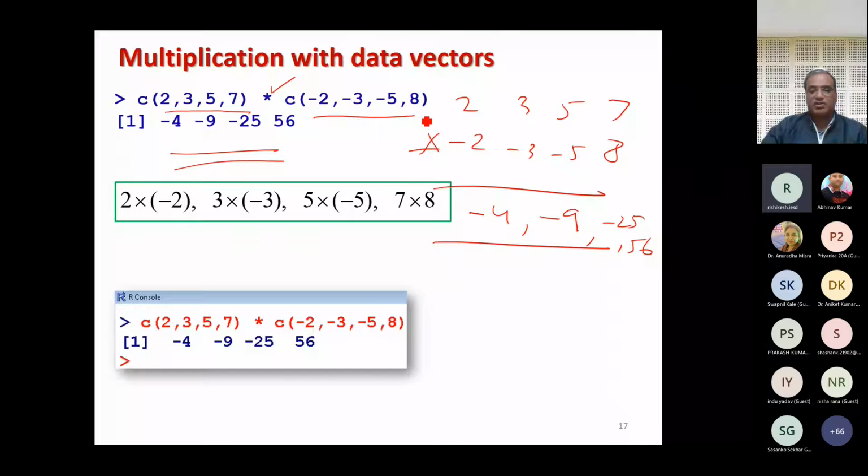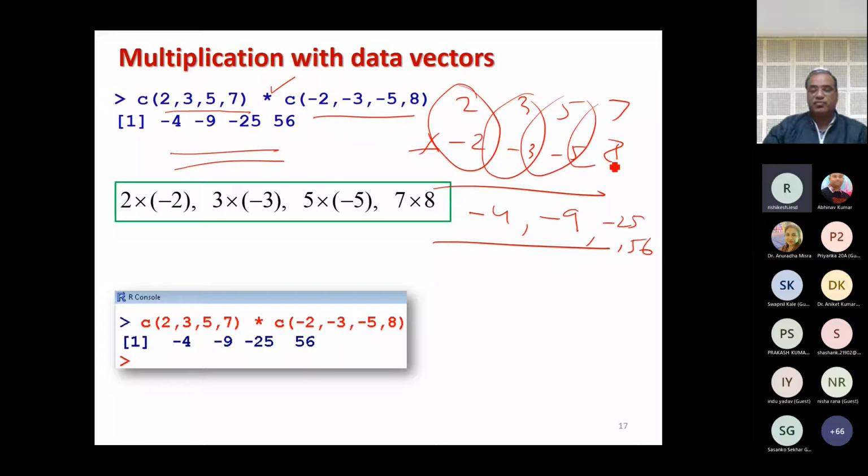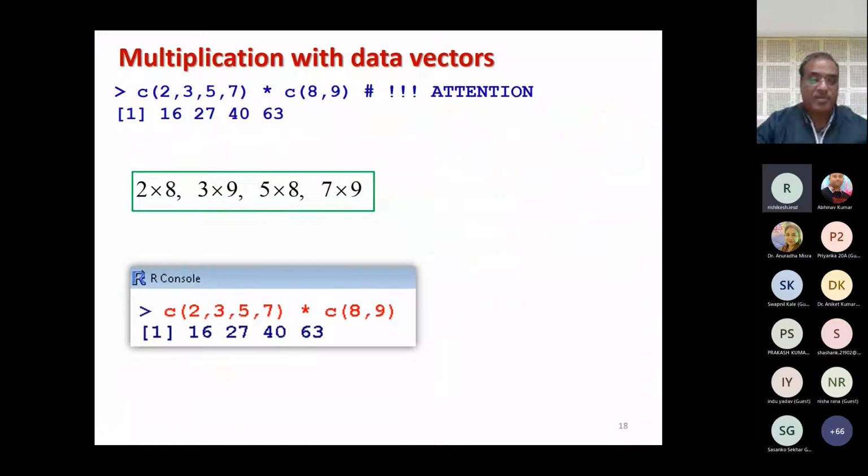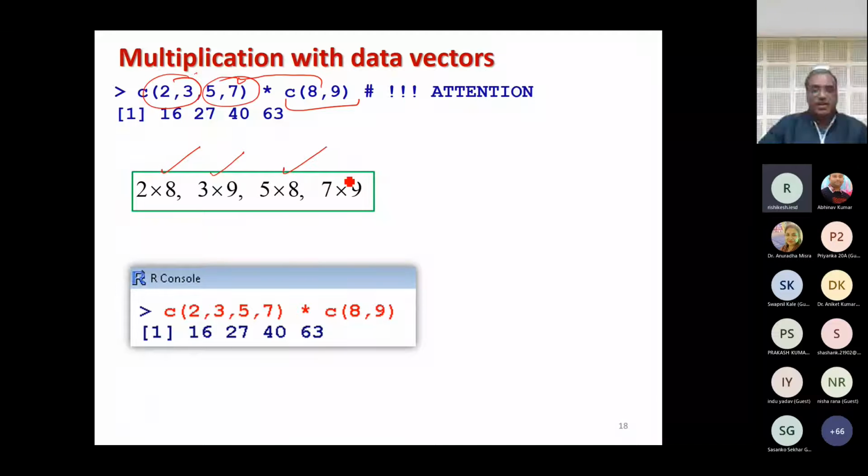So you can see here this multiplication is also happening position wise. So the first positions of the two data vectors are multiplied, second positions are multiplied, and so on. And now the same thing I can do if I take only two elements in the second data vector, then once again the same thing will happen. This 8 and 9 are going to be multiplied with this 2 and 3. So you get here 2 into 8 and 3 into 9. Then once again it will operate over 5 and 7. So you get here 5 into 8 and 7 into 9, and then you get this outcome.